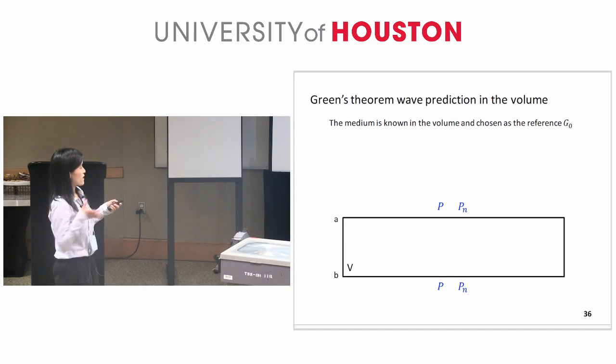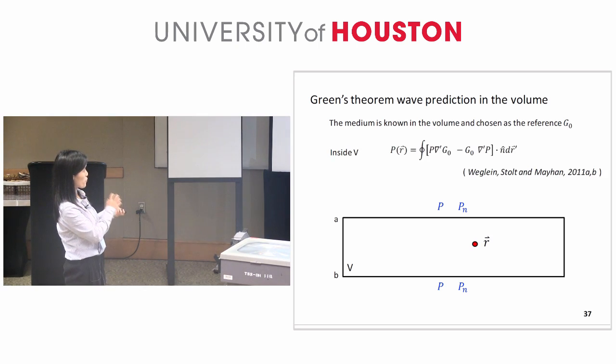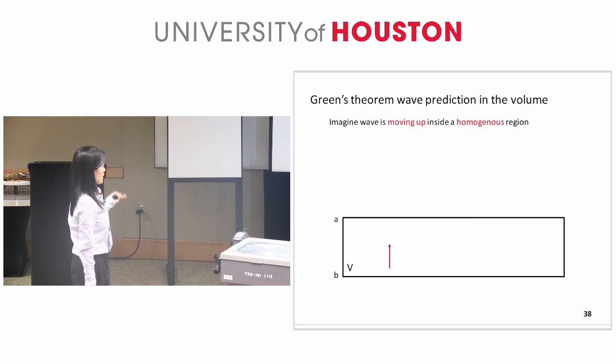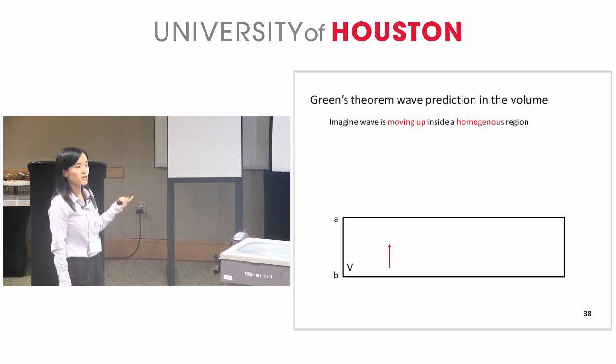So imagine you have a finite volume, with the top boundary A and the lower boundary B. And your field P and the normal derivative of P are acquired at both A and B. So the medium is known, and that is chosen to be the reference medium. Then you apply the Green's theorem-based integration over A and B. You can predict the wave field at any point inside the volume, for example, at R. So now this is what Green's theorem wave prediction communicates, and the theory was first provided by Wagner et al.